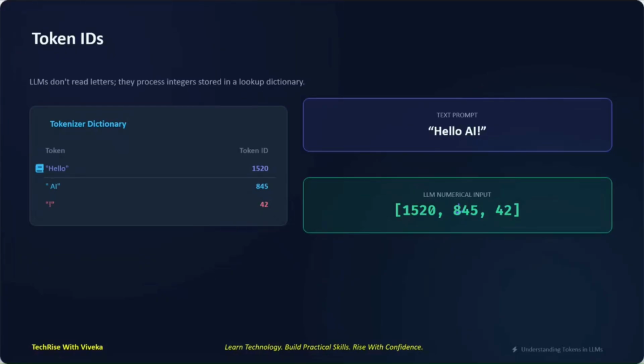For example, just for illustration, hello might have one ID, AI might have another ID, and the exclamation mark another ID. These numbers are called token IDs. So we have token to token ID. The actual number depends on the tokenizer.